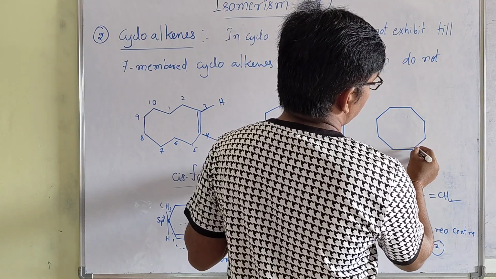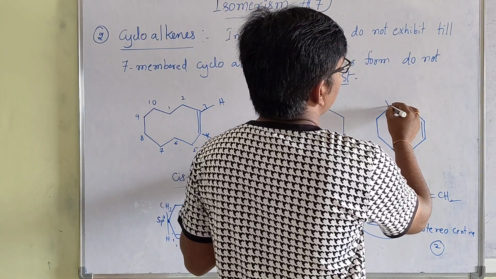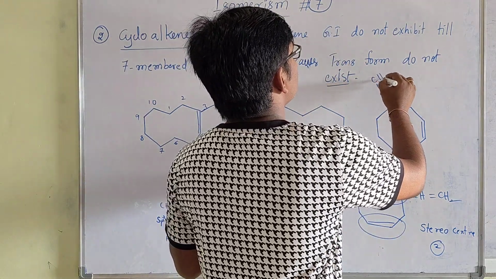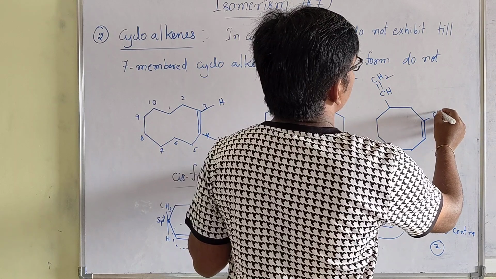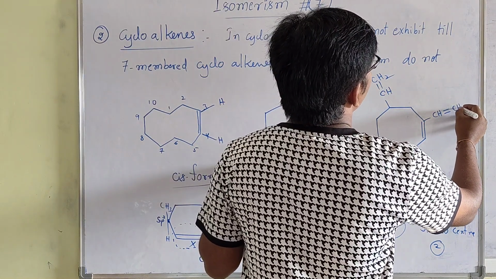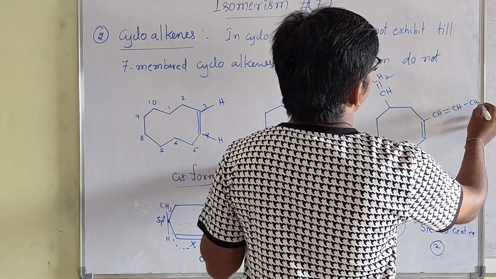So like this will be there. So here the double bond is there. Then here CH double bond CH2 is there. Then here CH double bond CH, CH3 is there.